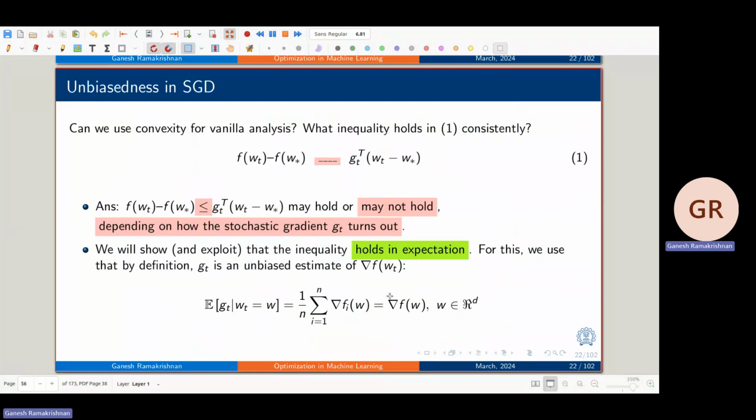Okay, so that's the notion of the unbiasedness assumption in stochastic gradient descent. The key here is that the point for computing g_t was picked uniformly at random. So often it's kind of justified.